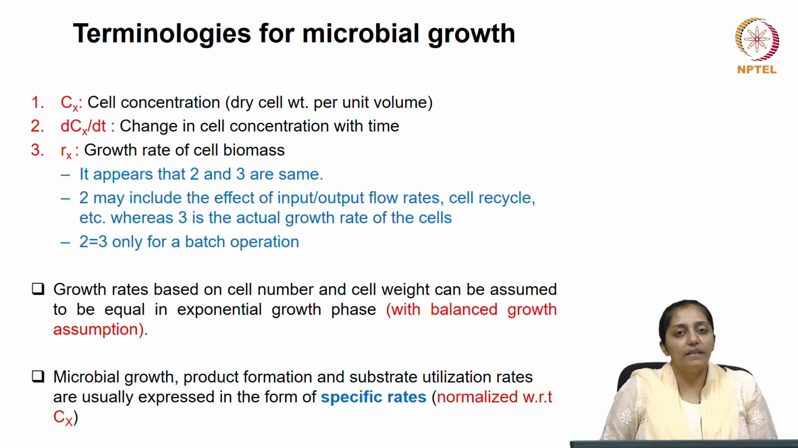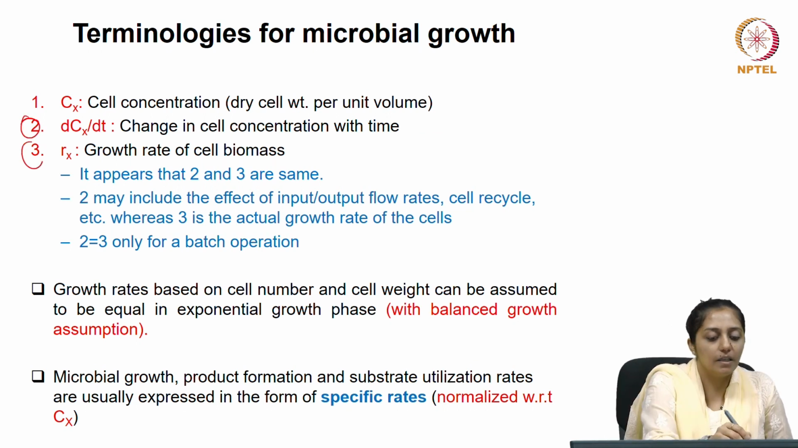So, dCx by dt is the change in cell concentration with time inside the liquid broth, and Rx is the growth rate of the cell biomass, which means the rate at which the cell is multiplying with time or the cell is growing, the cell number is changing with time. So, when I say the two things, it may appear to you that equation 2 is equal to 3.